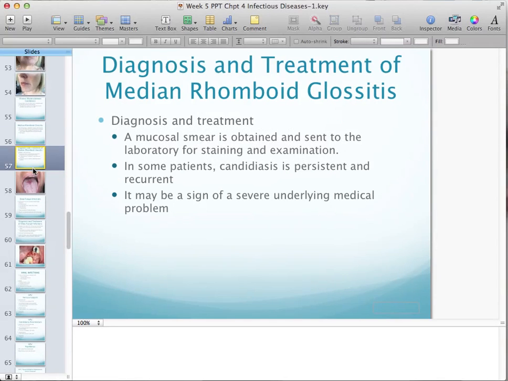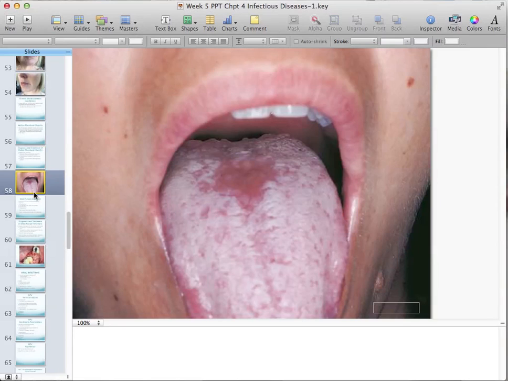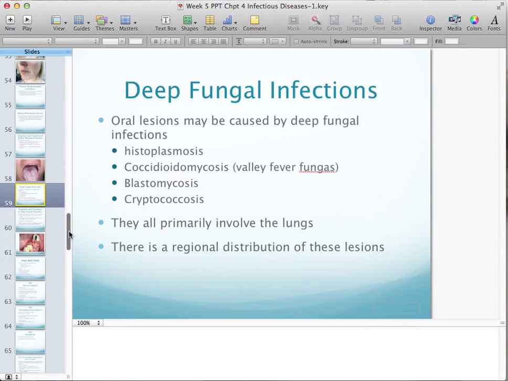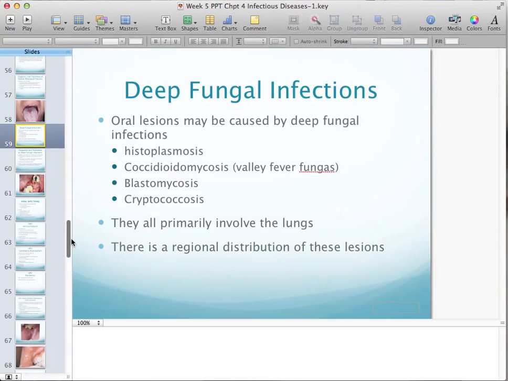How do you treat that? Well, basically, you need to diagnose it and make sure that's what it is. You can do a mucosal smear and then send it to the lab to diagnose it. In some patients, candidiasis is persistent and will reoccur. It may be a sign of a severe underlying medical problem. So that's median rhomboid glossitis. Again, a rhomboid shape redness on the back of the tongue. Okay, so that was all the forms of Candida.